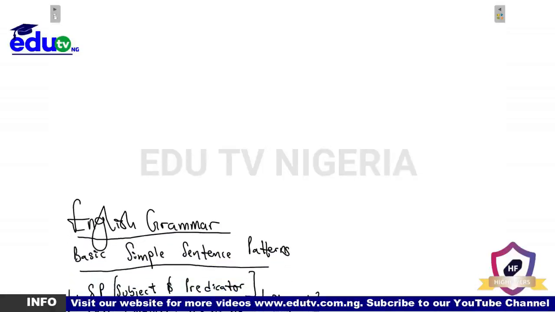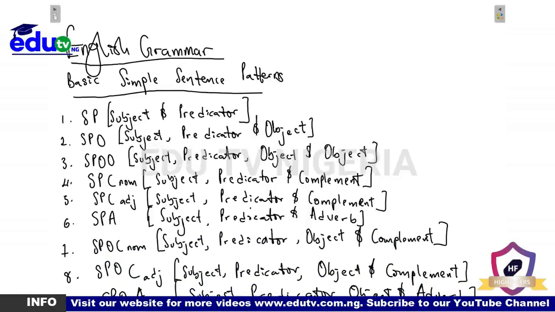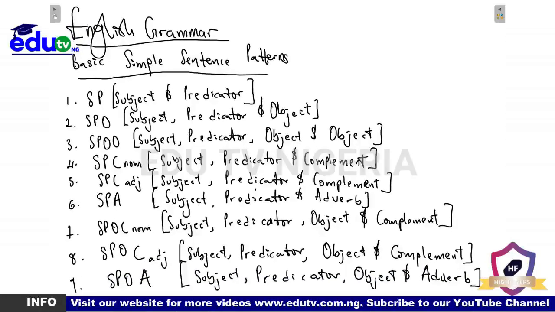So in our last class we started the topic basic simple sentence patterns. We talked about the fact that we have 9 basic simple sentence patterns according to this class: SP, SPO, SPOO, SPC nominal, SPC adjectival, SPA, SPOC nominal, SPOC adjectival, and SPOA. We were actually able to look at only patterns 1 to 3. That's the SP, the SPO, and the SPOO.